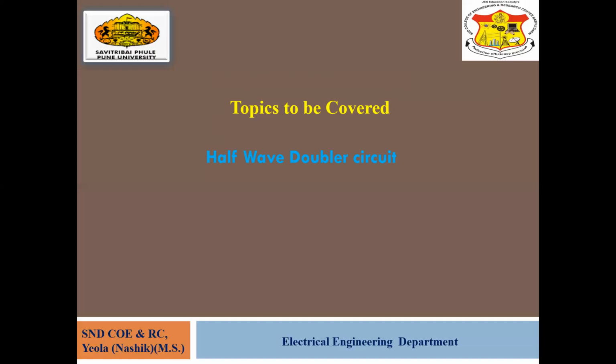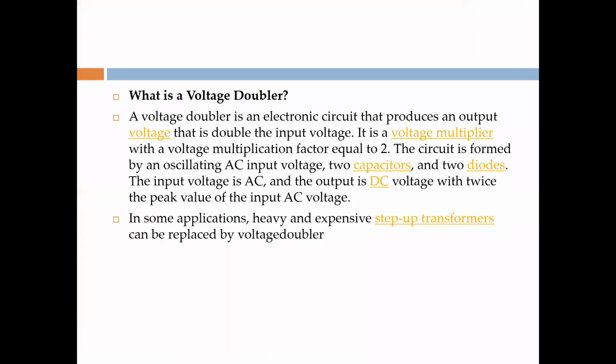What is a voltage doubler? A voltage doubler is an electronic circuit that produces an output voltage that is double the input voltage, as I just told you. It is a voltage multiplier with multiplication factor 2. Why is it called 2? Because, as the name suggests, doubled: 2 to 4, 4 to 8. So it is called a multiplication factor equal to 2.